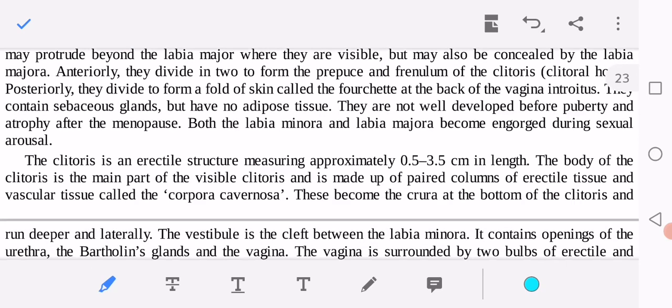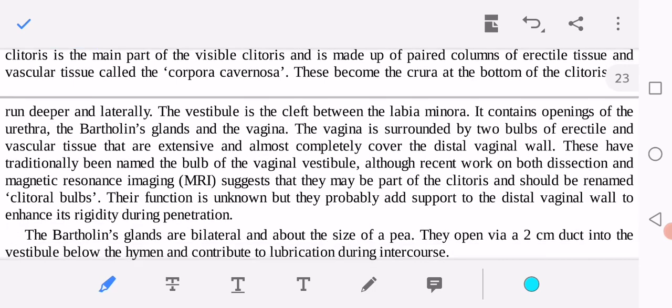Okay, now about the clitoris. Clitoris is basically an erectile structure measuring between approximately 0.5 to 3.5 centimeter in length, and the body of the clitoris is the main part of the visible clitoris and is made up of paired columns of the erectile tissue and vascular tissue called the corpora cavernosa. These become the crura at the bottom of the clitoris and run deeper and laterally.